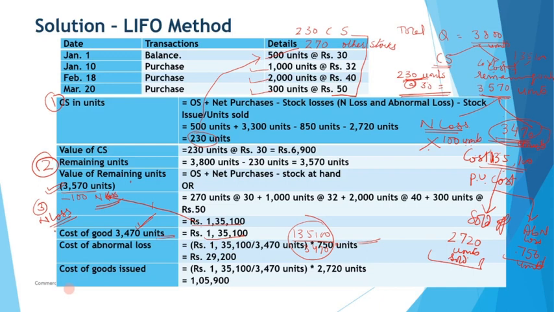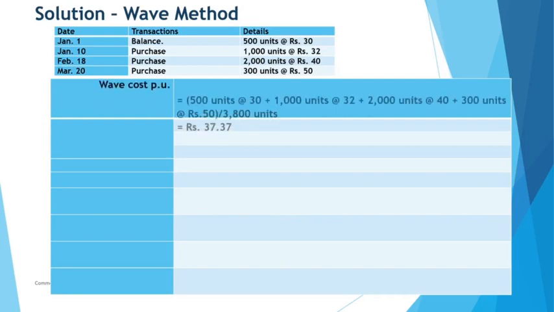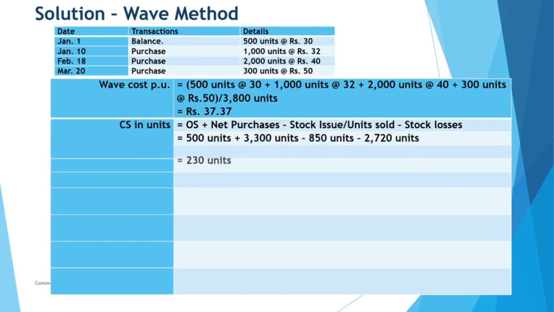Revision of cost means cost is going to be same, number of units is reduced. Now calculate cost of good units, that is after normal loss, and then split it into cost of abnormal loss and cost of goods sold. Let us revise the same procedure with the weighted average method. Now under weighted average method, weighted average price is calculated and closing stock is measured on that basis. So weighted average cost per unit is calculated. Now our closing stock is still 230 units as we have calculated. So here also things are same. So 230 units. So value of closing stock is 230 units at 37.37 rupees.